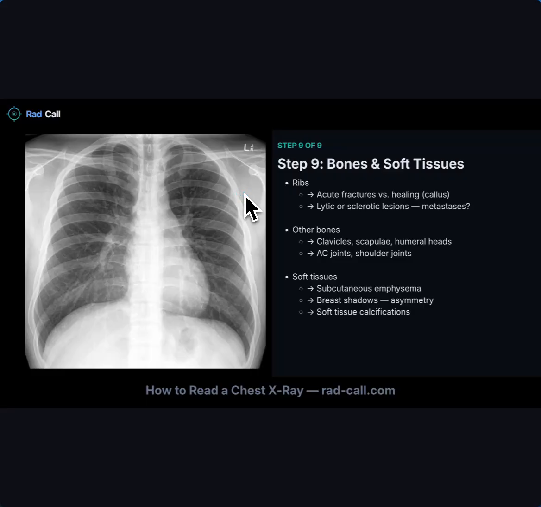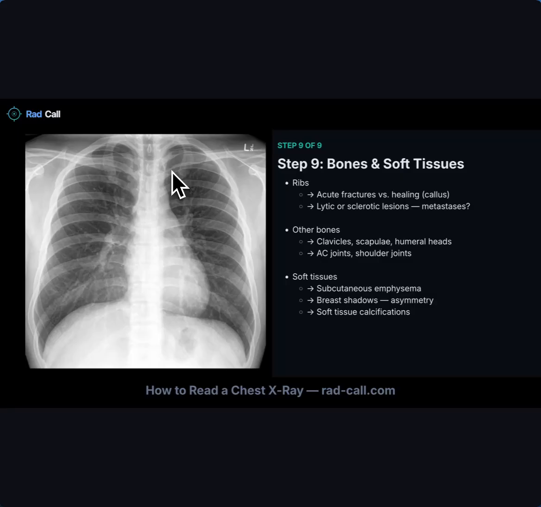Last, you'll look at the bones and soft tissues. This is something you don't want to miss. It's easy to just kind of gloss over, but you can often find occult fractures, masses of any sort, lytic lucencies, what have you.